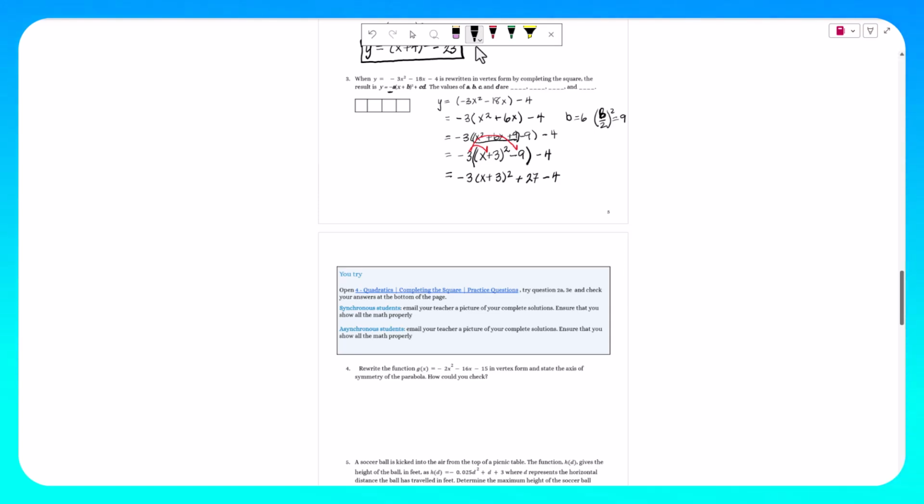So far, this is looking good because my a is negative, my b is positive, and sure enough, those last 2 numbers add together to make a 2-digit number. So 27 minus 4 is plus 23. So in the squares, I'm going to put a, which is 3, b, which is 3, and cd, which is 2, 3.